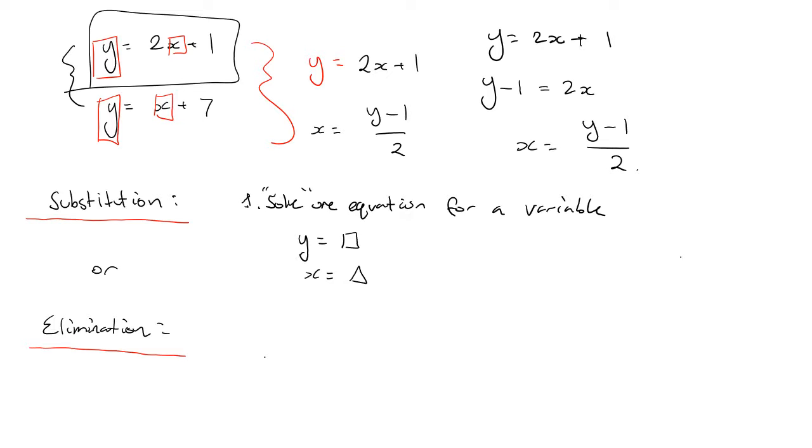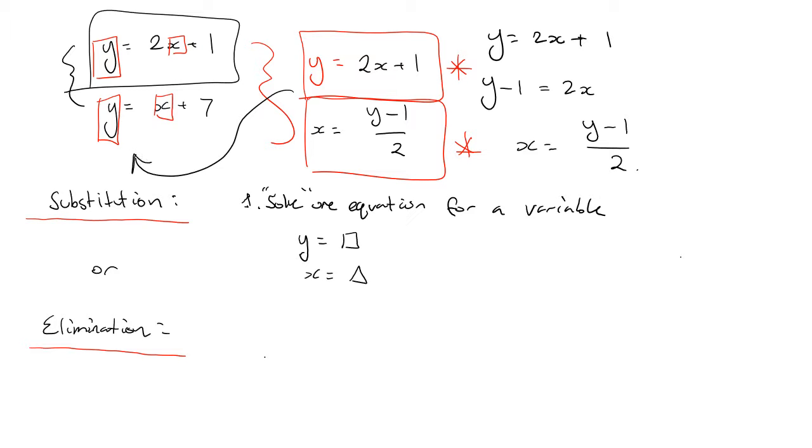Now our second step is to substitute this expression into the other equation and solve. So now we have the value of y and x for the first equation. We can use either of these, y or x, and let's try using y. We can substitute y equals 2x plus 1 into this equation and solve for x. So step 2, we have y equals x plus 7. So this is our second equation, this one here.